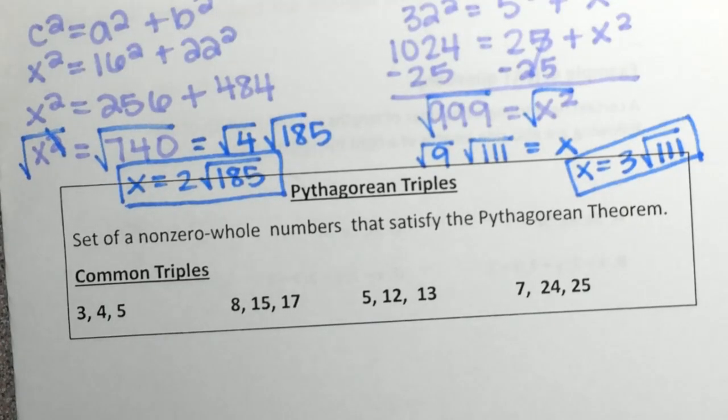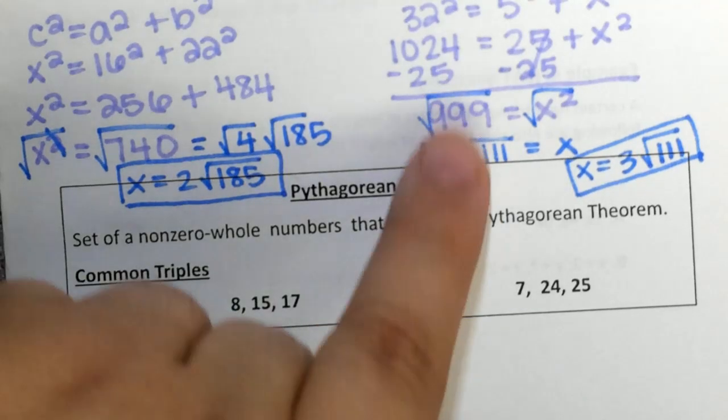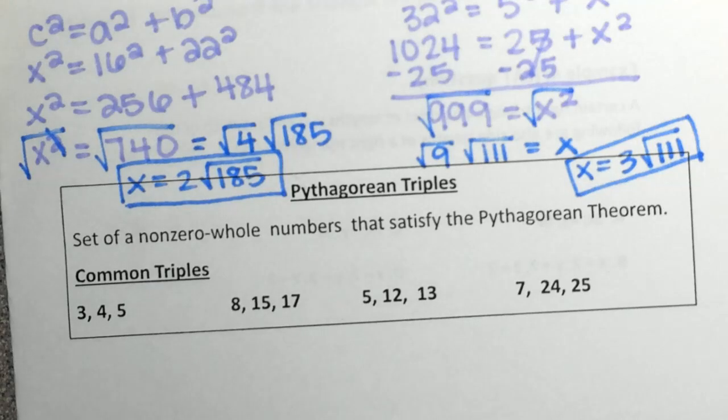Do I have any questions about subtracting, about finding the radical, anything like that? No. Does everybody see how I divided by 9 though? For real? Yeah. Please don't divide by 100.